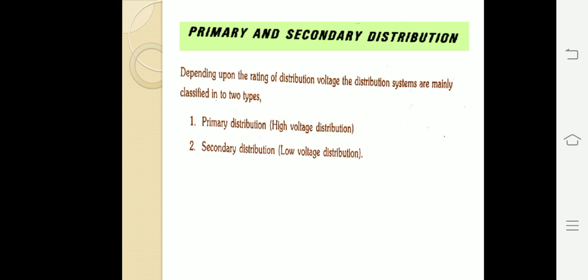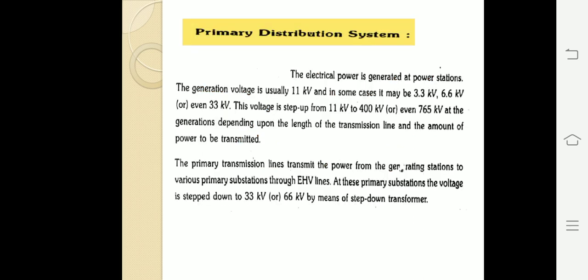Now coming to primary and secondary distribution. Depending upon the rating of the distributor voltage, the distribution systems are mainly classified into two types. One is the primary distribution, that means high voltage distribution. The second one is secondary distribution, which is nothing but low voltage distribution.